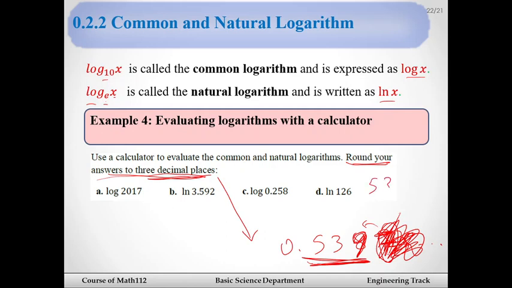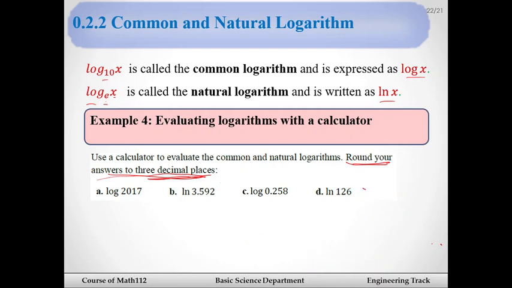Now if it is like 0.5382, since the next digit is less than 5, you just erase it. You do not increase 8 to 9. So this is how you round them. Okay, these are the practices. You can use your calculator and see.